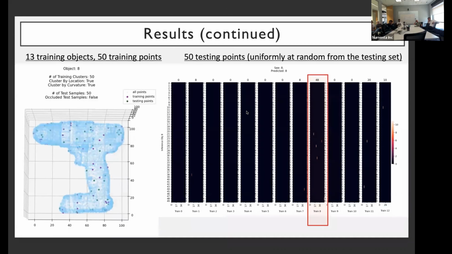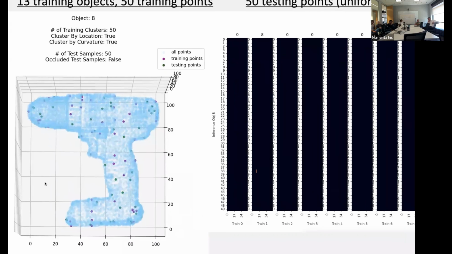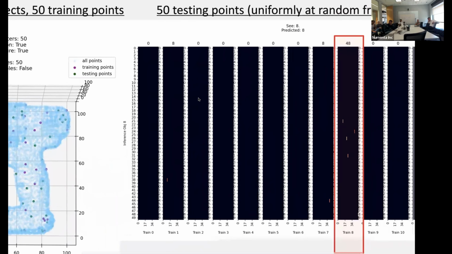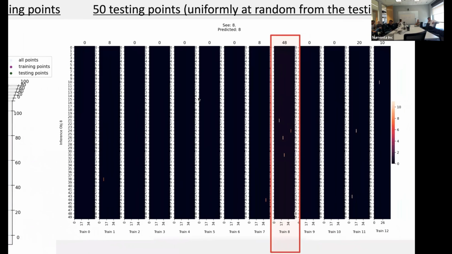Okay, so this is an example of where it works, the same example as before. I have 50 training points and 50 testing points. This is the object I'm using, a drill bit or a drill. I'm randomly subsampling my space for my testing points, in green. The purple points are the training points. Here you can see it pretty confidently predicts that object 8, the one highlighted in red, is indeed object 8. There's really not much overlap anywhere else.